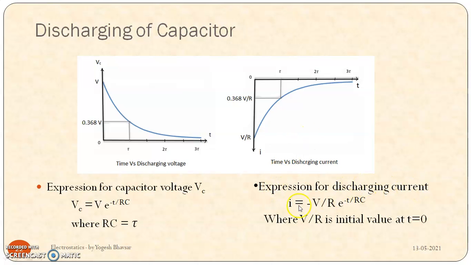Similarly, the discharging current I is equal to minus V by R e raised to minus t by RC. This is the required expression for the discharging current in this circuit, where V by R is the initial value at t equal to 0. So initially when we put t equal to 0, e raised to 0 is 1, so I is equal to minus V by R. This is the maximum, right? Then at t equal to tau, we get 0.368 times V by R. This is another value, and at thrice tau we get nearly 0. The value of the current will be nearly 0. So this is the discharging current when the capacitor is discharging.